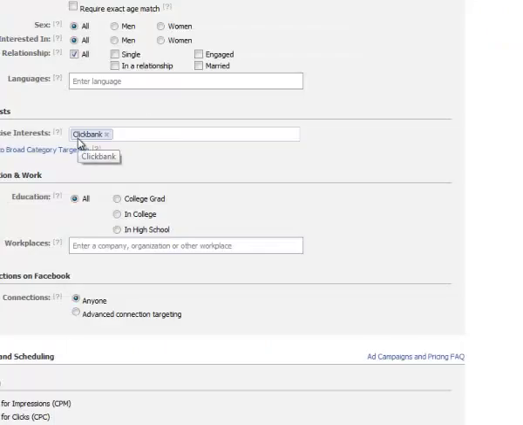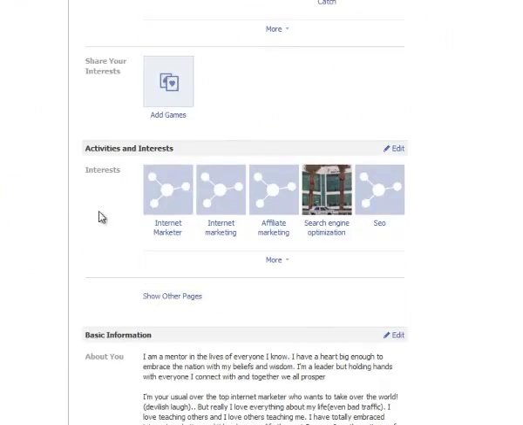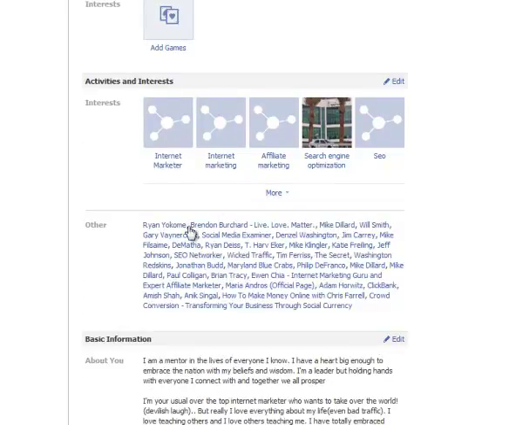When it comes to precise interest, you can only target people's likes and interests that are in their profile. So, for example, here's my profile. Here are my activities and interests. And here are my pages. Here are my likes, right? My pages. So if you wanted to, let's see, here's a good one. For example, Chris Farrell.